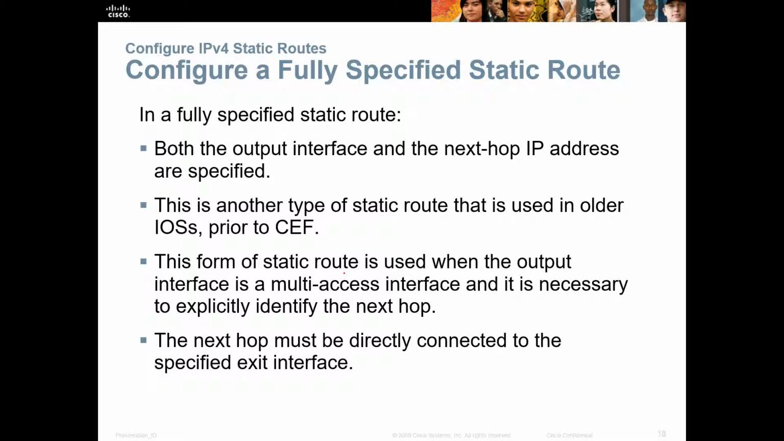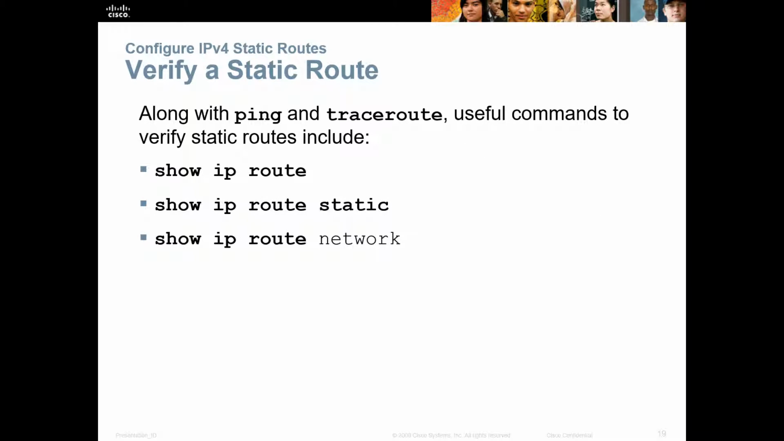In a fully specified static route, both the output interface and the next hop are specified. That way we can be very specific. This is another type of static route that was used in older IOSs prior to Cisco Express Forwarding. This form of static route is used when the output interface is a multi-access interface, meaning it has sub-interfaces. To verify a static route, we could be looking at show ip route static, or show ip route with the network command.